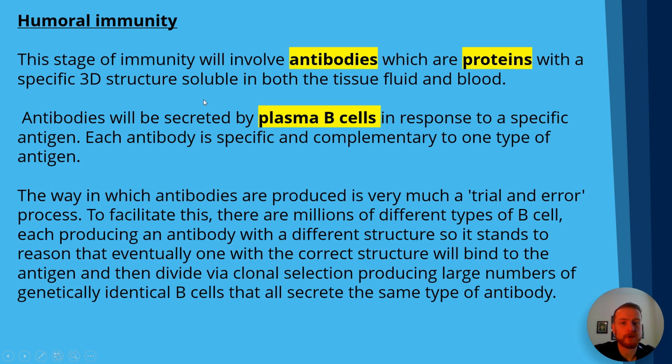And the way in which antibodies are produced is very much a trial and error process. So to facilitate this, there are millions of different types of B cell, each producing an antibody with a different structure. So it stands to reason that eventually one of these antibodies will be the correct structure to bind to the antigen in question. So once we've found out which antigen and antibody we need, clonal selection occurs to produce large numbers of genetically identical cells that all secrete the same type of antibody complementary to the same type of antigen.